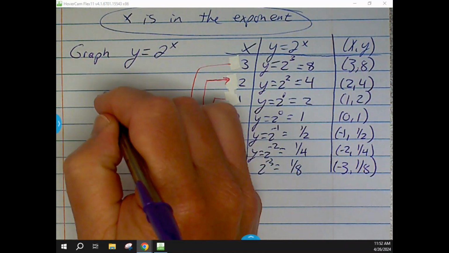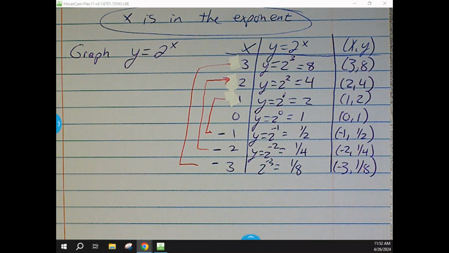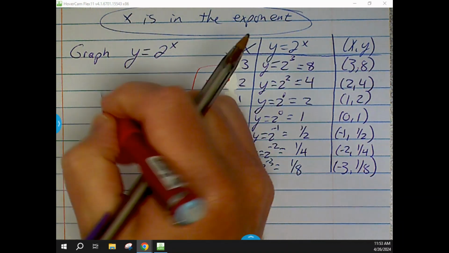All right, so if we graph that, here's what the graph looks like.